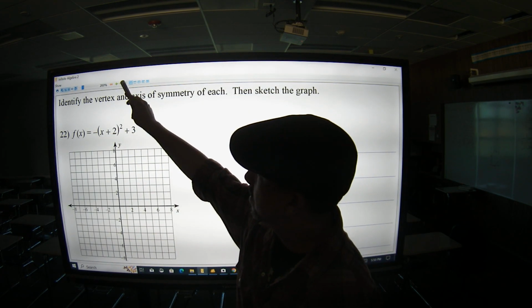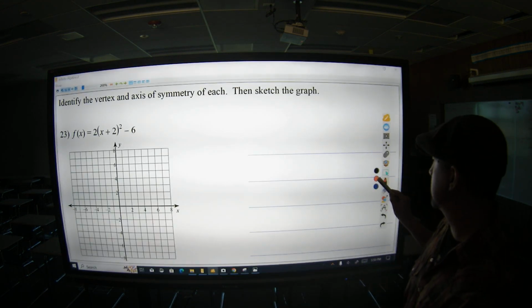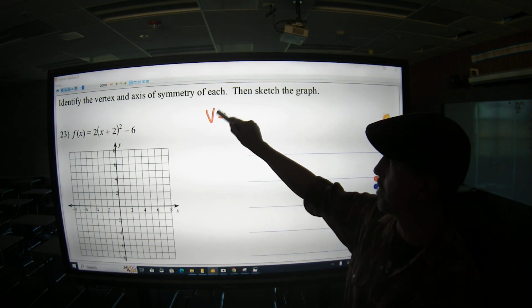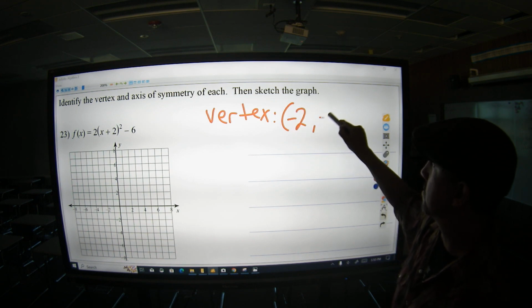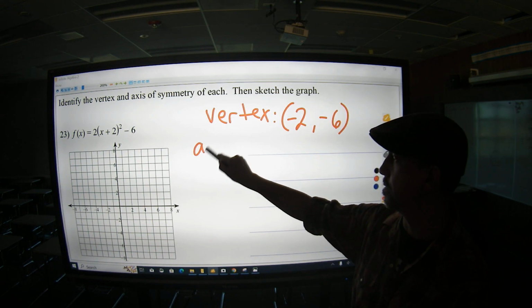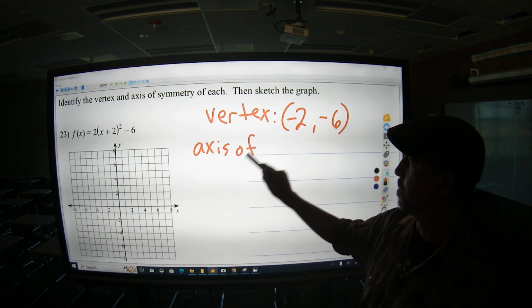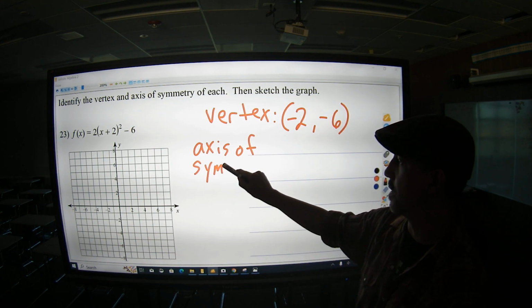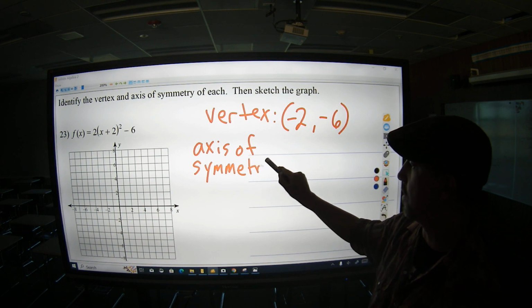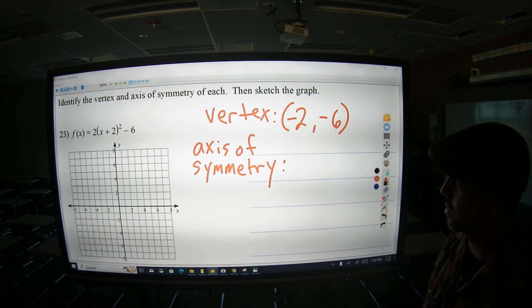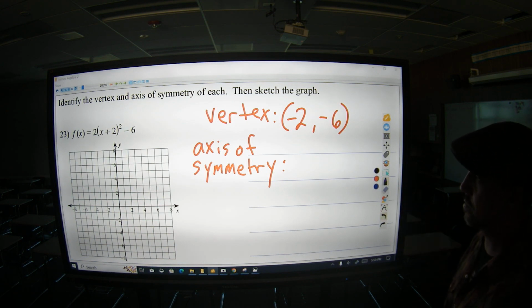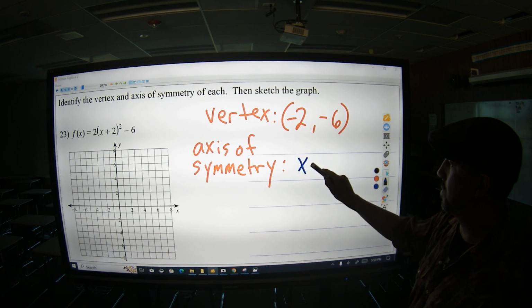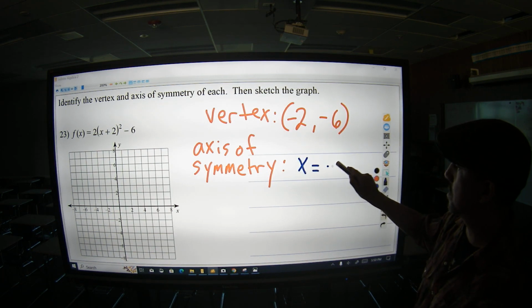So again, for this one, we neglected to put the axis of symmetry. So like we said, the vertex was -2 and -6. And so the axis of symmetry, and I know some of you are gonna wanna abbreviate, but I really don't want you to abbreviate, because if you never have to write it, you might never really learn this word. And it's important to know the idea. So please write it out in full, write axis of symmetry. And just know that it's gonna be the x coordinate of the vertex.